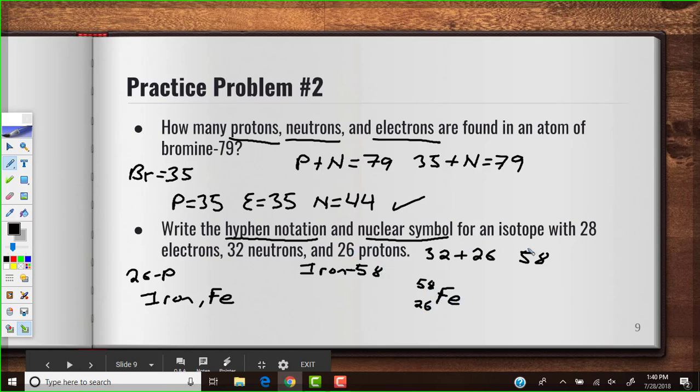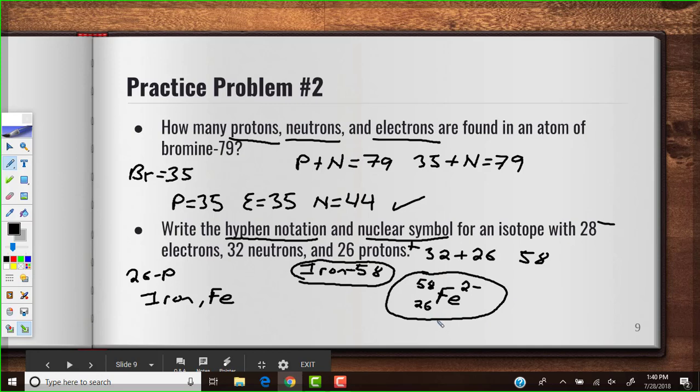Now, if we take a look here, we have 28 electrons and 26 protons. Well, that means I have 28 particles with a negative charge and 26 with a positive. So I have 2 more negatives than positives. So this is going to be a 2 minus. And that's your hyphen notation and your nuclear symbol.